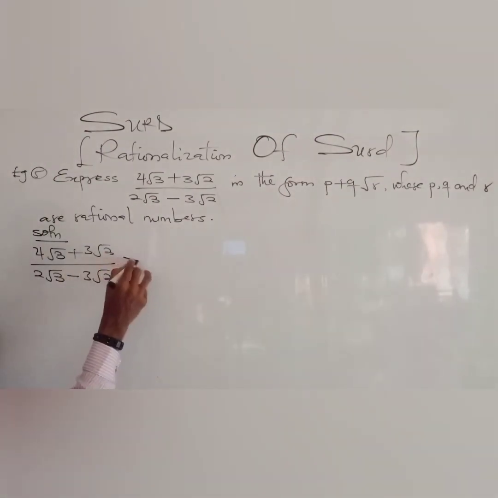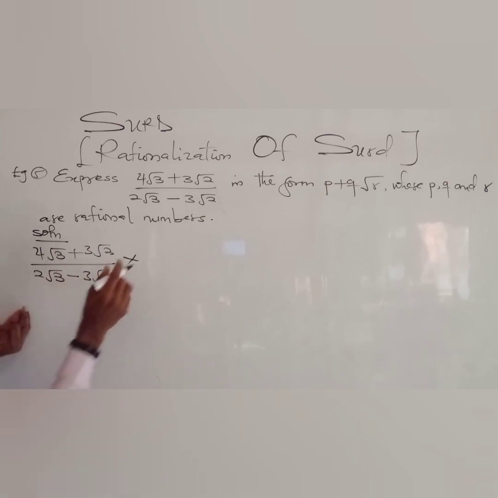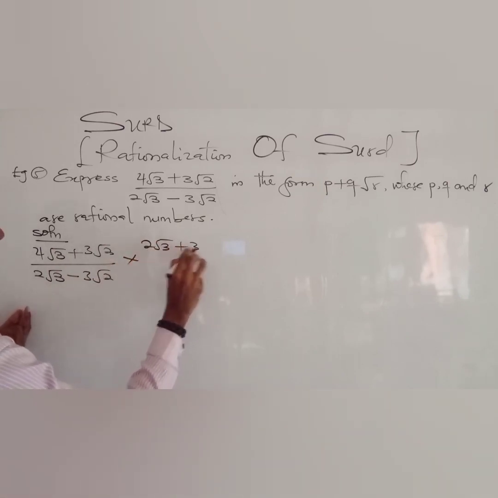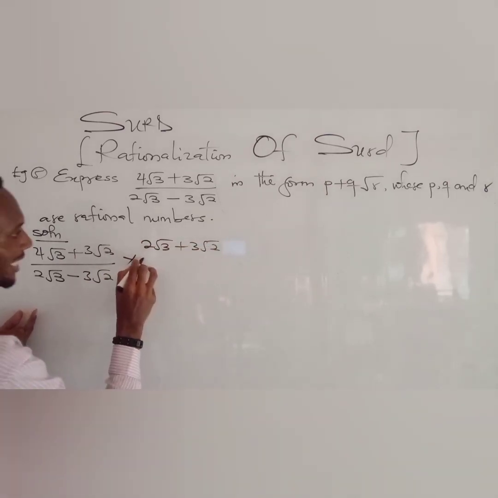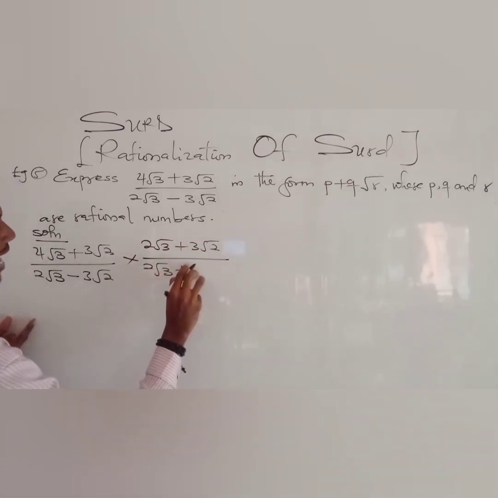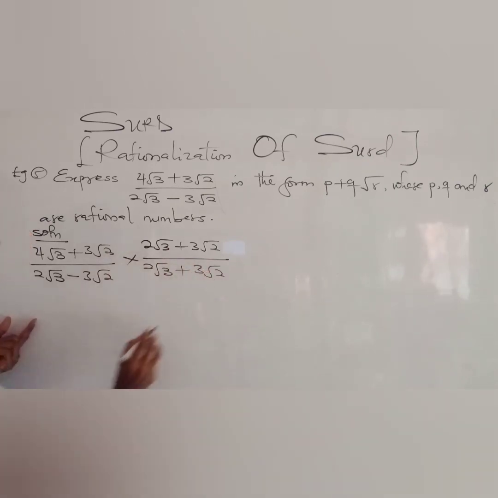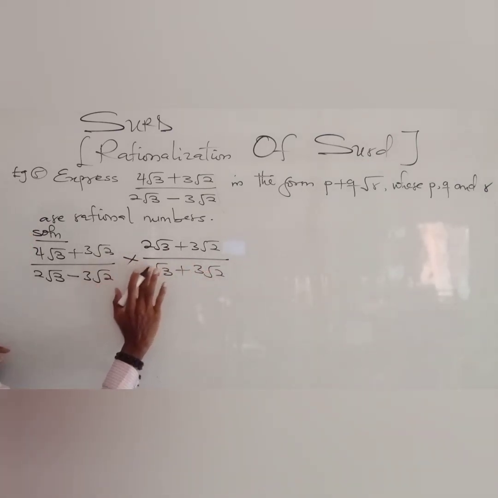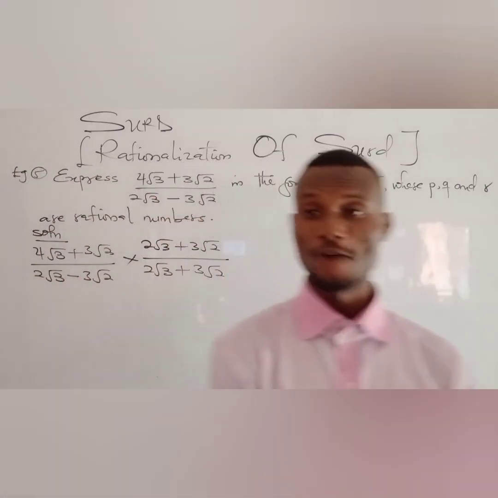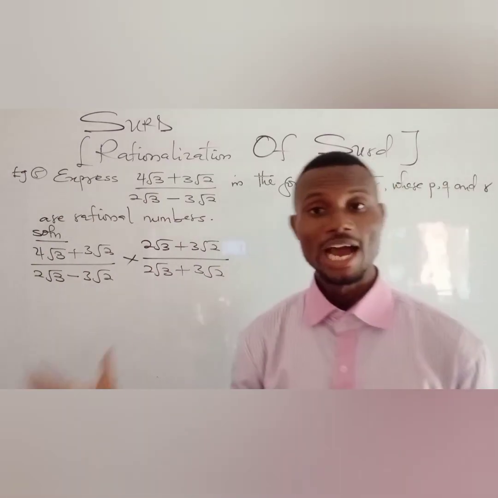So it's going to be this times the conjugate of the denominator, which is 2 root 3 plus 3 root 2, then all over 2 root 3 plus 3 root 2. Okay, so we are using the conjugate to multiply both the numerator and the denominator of the same fraction. I hope you agree with me up to this point.